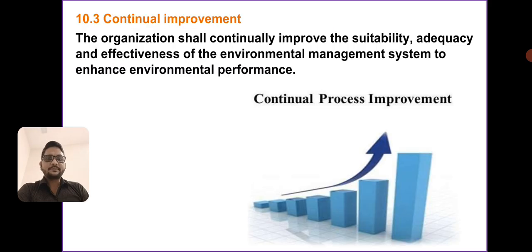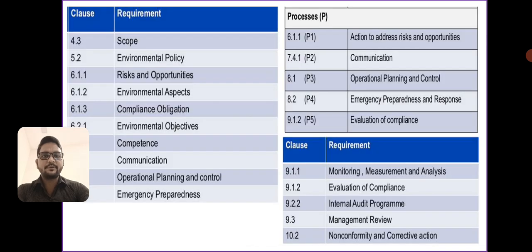Now, next subclause is 10.3, that is continual improvement. The organization shall continually improve the suitability, adequacy and effectiveness of the environmental management system to enhance environmental performance. Means what are our environmental KPIs? We need to continually improve. Means during the recurring activity, during the time, we need to improve and sustain that continual improvement process, and we need to maintain or enhance our environmental performance or KPIs.